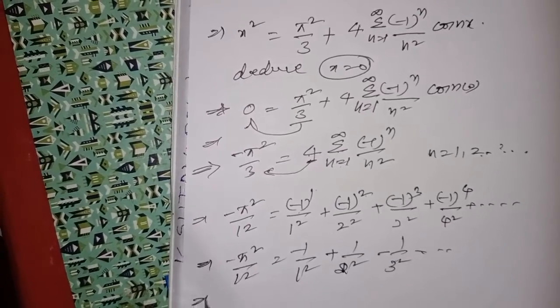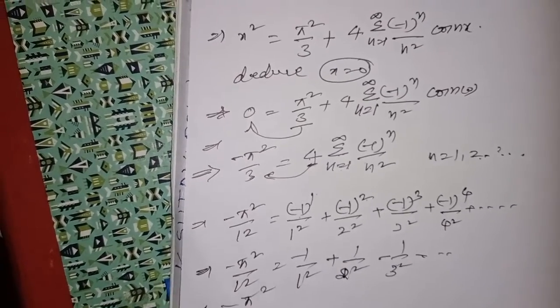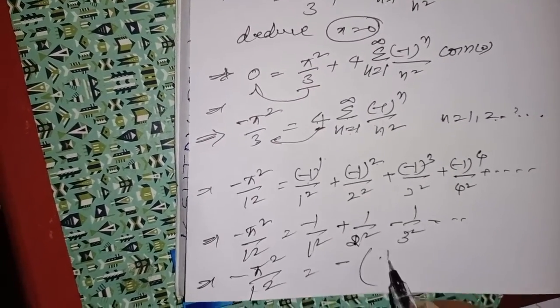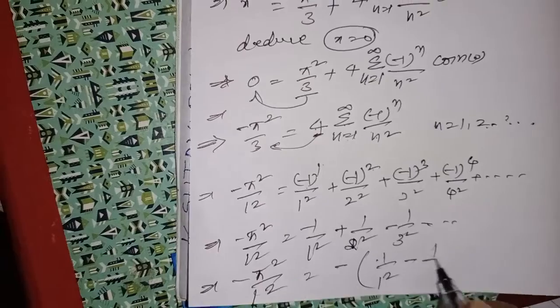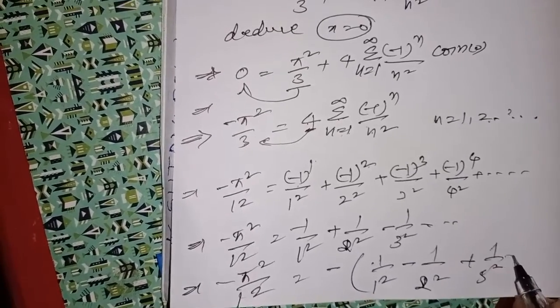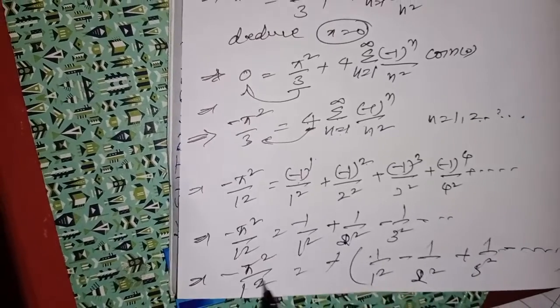So taking common, minus pi square by 12 is equal to minus is common, 1 by 1 square minus 1 by 2 square plus 1 by 3 square minus and so on. Both sides minus cancel. Hence, it is proved.